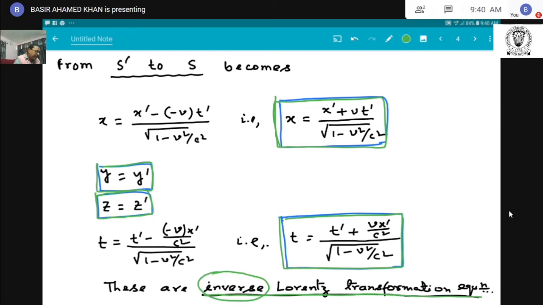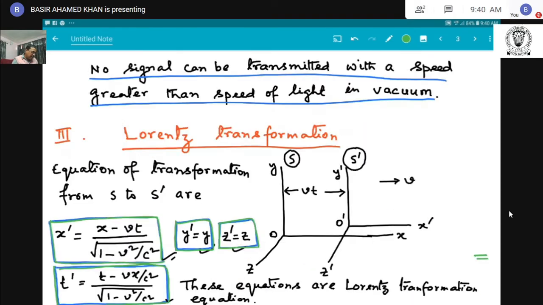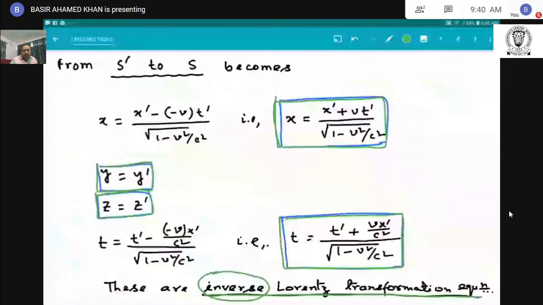And in the previous page, these equations are the Lorentz transformation equations, and these are the inverse Lorentz transformation equations.